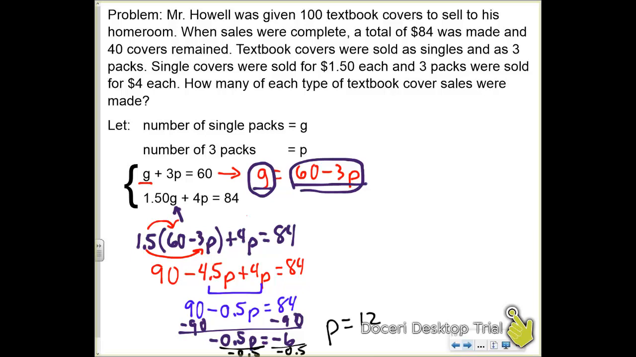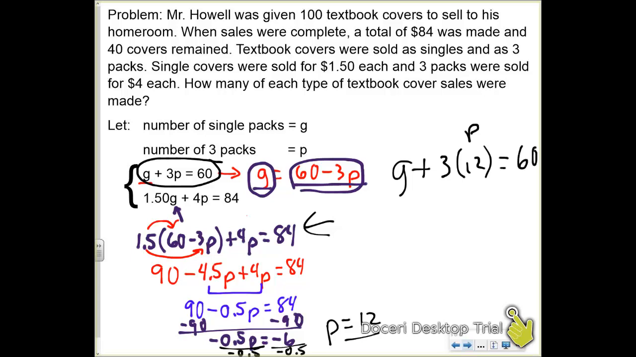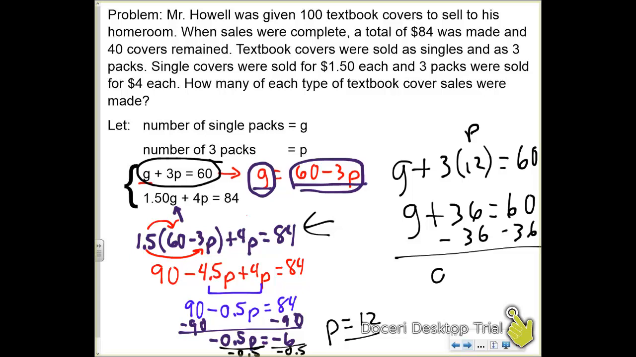Well, remember, p stands for 3-packs, so I have 12 of the 3-packs. Now I got to go find out how many of the single packs I have. So I'm going to go back up to this equation here, because this is not the one I used down here. I used a different one. So I'm going to substitute 12 in place of p. So I have g plus 3 times 12. This was a p, but remember p is 12, equals 60. g plus 36 equals 60. Now I'm going to subtract 36 from both sides. g equals 24. So I have 24 of the single packs and 12 of the 3-packs.